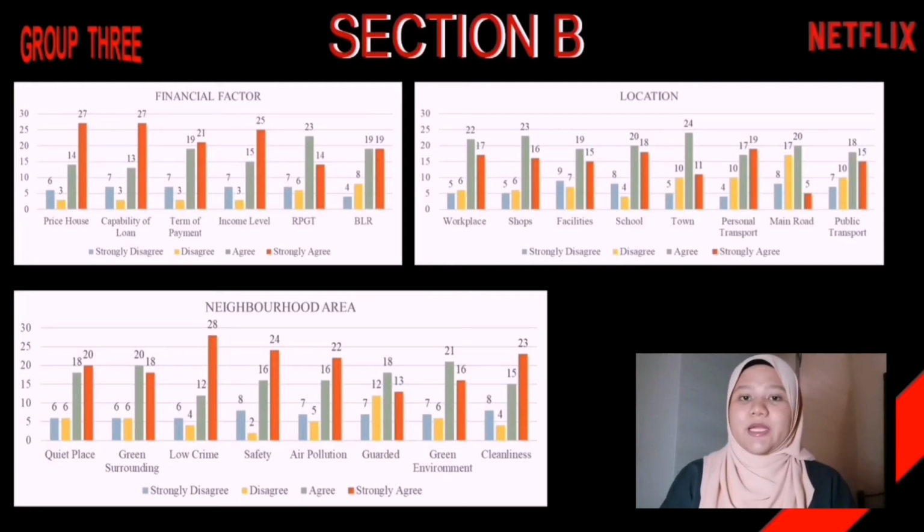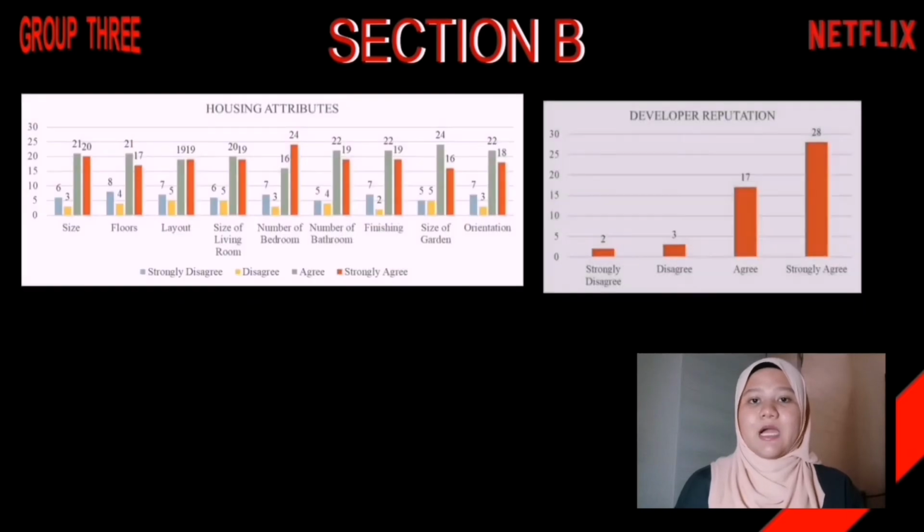Most of the respondents strongly agree that the neighborhood area must have a low crime rate and be safe when buying a house. Also, we can see that the respondents agree that a neighborhood with a green environment is a factor that influences them before buying a house.